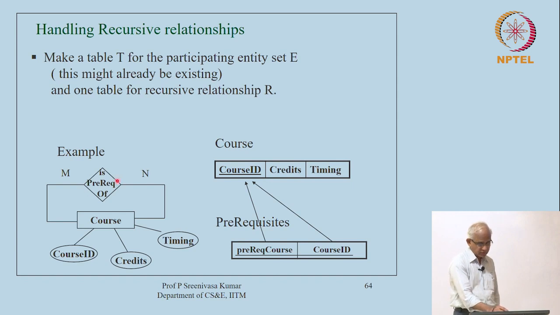Now, in order to handle this, irrespective of whether it is many to many or otherwise, we create a new table and then create attributes corresponding to the role names, prerequisite and course, and then make both of them foreign keys that refer to the entity that is involved. So, this is how all the major constructs of the ER model can be handled, and the information can be captured in the relational model.